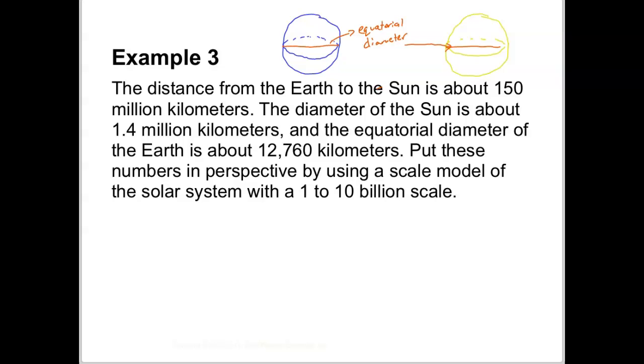And so that means this. I'm going to set it up like this. Our scaled Earth to sun distance. We're going to take the actual distance and scale it down by 10 billion. So 10 billion is 10 to the 10th power.